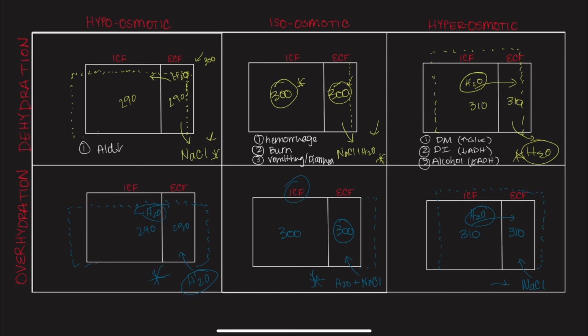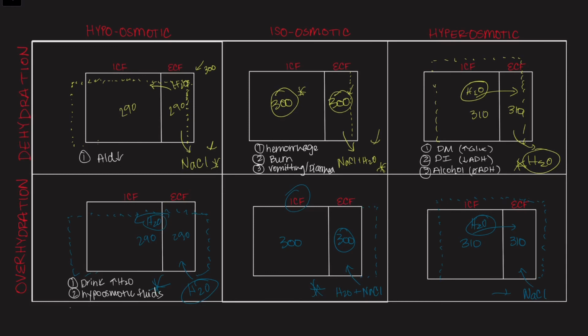Hypoosmotic overhydration, the scenario when we have added H2O, the first one is pretty simple, right? We can just drink too much water. Another way we can do this is getting hypoosmotic fluids. And then the third way is something called syndrome of inappropriate ADH. And syndrome of inappropriate ADH is when we have too much ADH. So it's kind of the opposite of diabetes insipidus. If we have too much ADH, then that means we're not peeing off enough water. So we're actually reabsorbing more water, which is going to lead to this hypoosmotic overhydration.